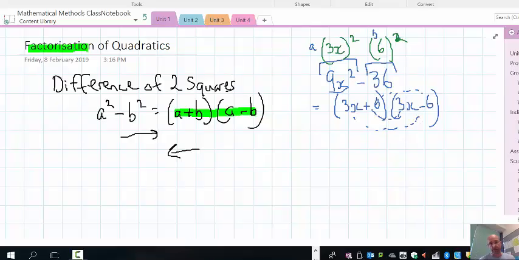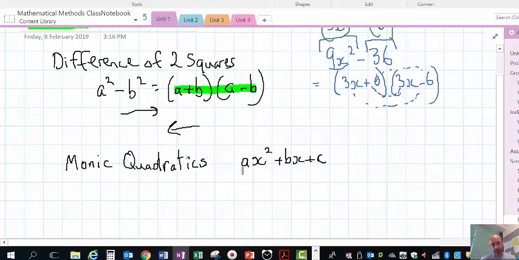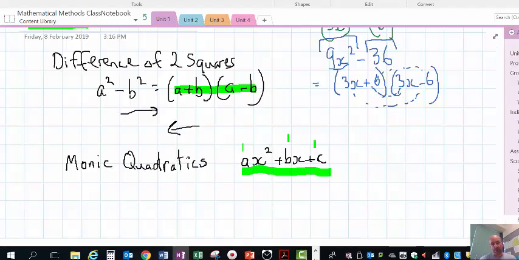There's certainly more, however. The next one is monic quadratics. You may have perhaps seen functions in the form of ax squared plus bx plus c, where a, b and c are real numbers. So we need to be able to factorise monic quadratics when a equals 1. It's a special case. So that's when a equals 1.